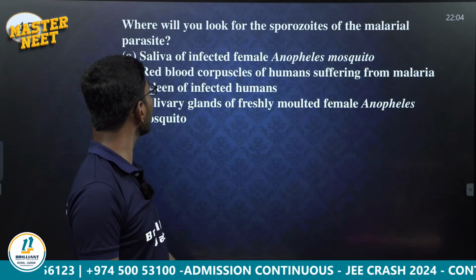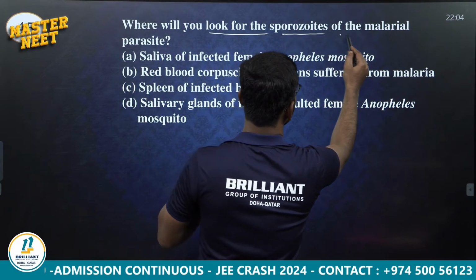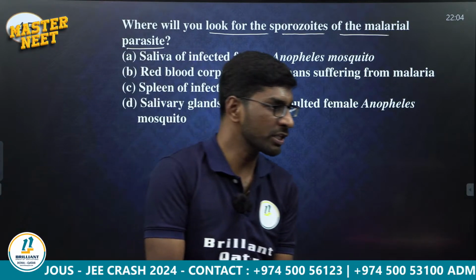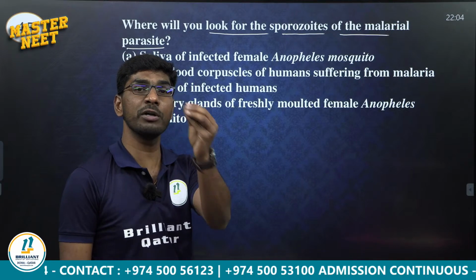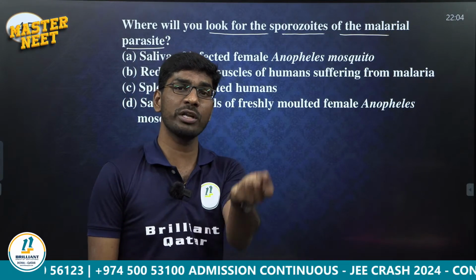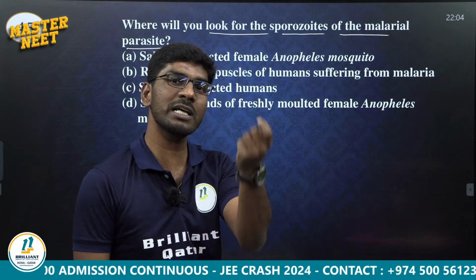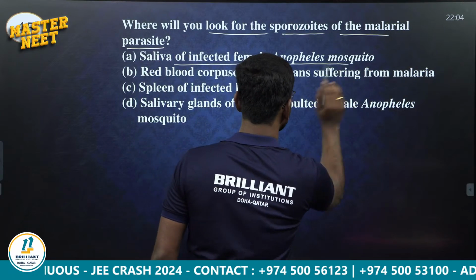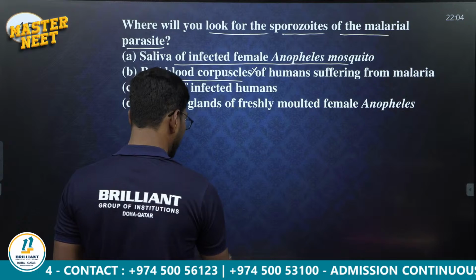Question number 45. Where will you look for the sporozoite of the malarial parasite? Now I'm giving a chance to my audience to identify the sporozoite. We know Plasmodium vivax is the malarial parasite, and its infective stage is the sporozoite. Sporozoites are present where? Saliva of infected female Anopheles mosquito. Red blood cells? No. Red blood cells, leave it, beta.